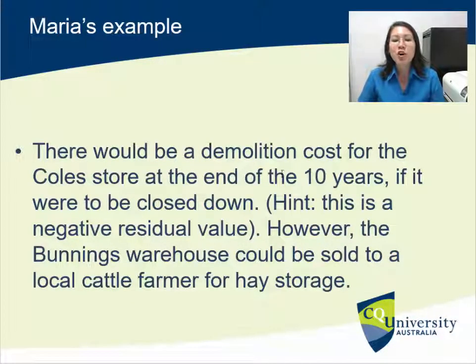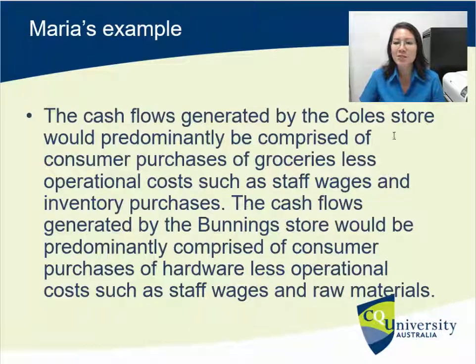So there would be a demolition cost for the Coles store at the end of 10 years if it was to be closed down. And I put a hint: this is a negative residual value, so negative cash flow at the end of year 10. However, the Bunnings warehouse could be sold to a local cattle farmer for hay storage. The cash flows generated by the Coles store would predominantly be comprised of consumer purchases of groceries, less operational costs such as staff wages and inventory purchases. The cash flows generated by the Bunnings store would be predominantly comprised of consumer purchases of hardware, less operational costs such as staff wages and raw materials.